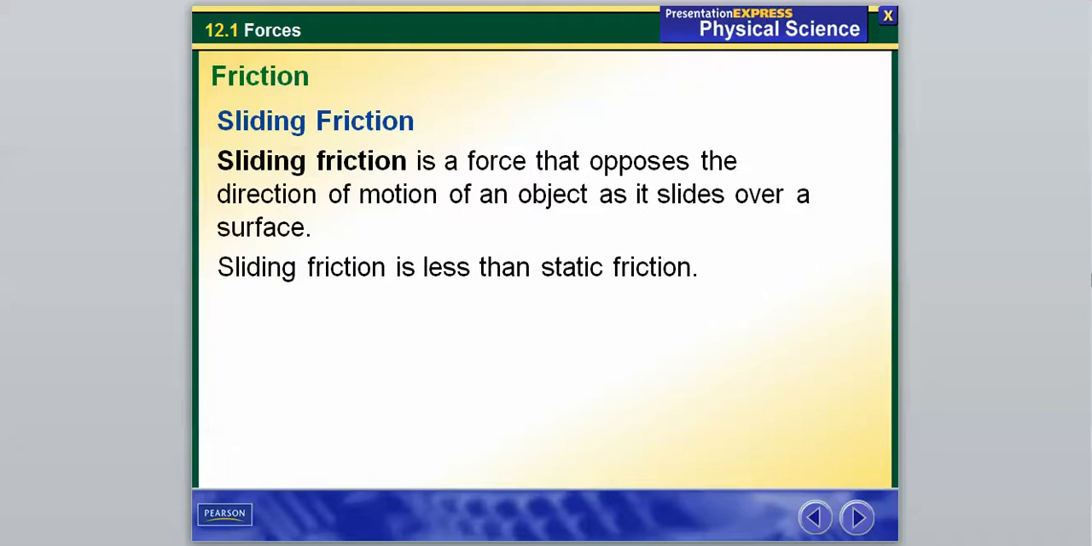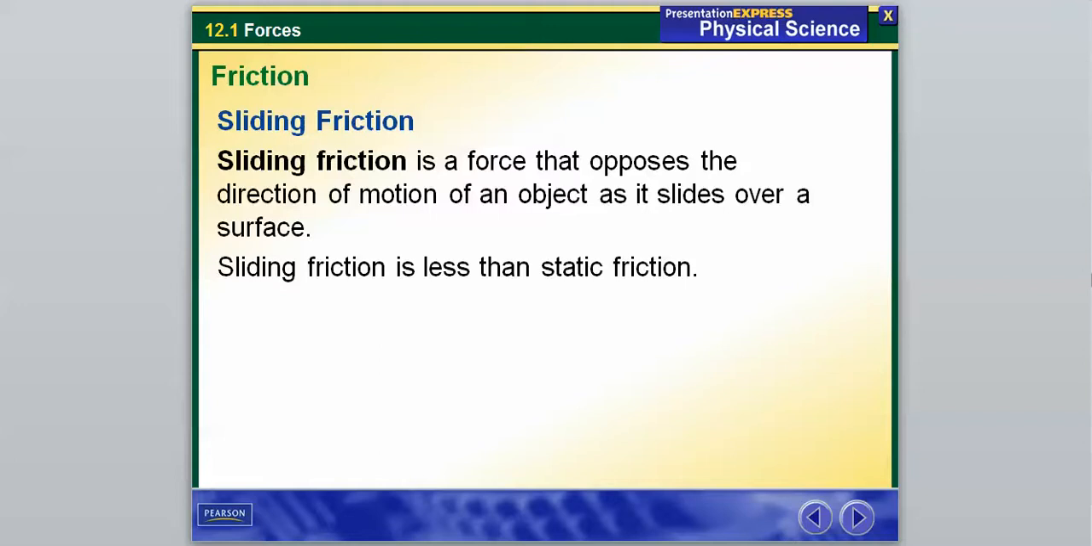So our next is sliding friction, and it is a force that opposes the direction of motion of an object as it slides over a surface. So sliding friction is less than static friction. So if you decide now to take your laptop and push it across the table, again, you're going to feel a force that's opposing it. It's not going to glide effortlessly across the table. That is what is called sliding friction. That force is opposing the motion of your object, the laptop, as it slides over the surface of the other object, the table.